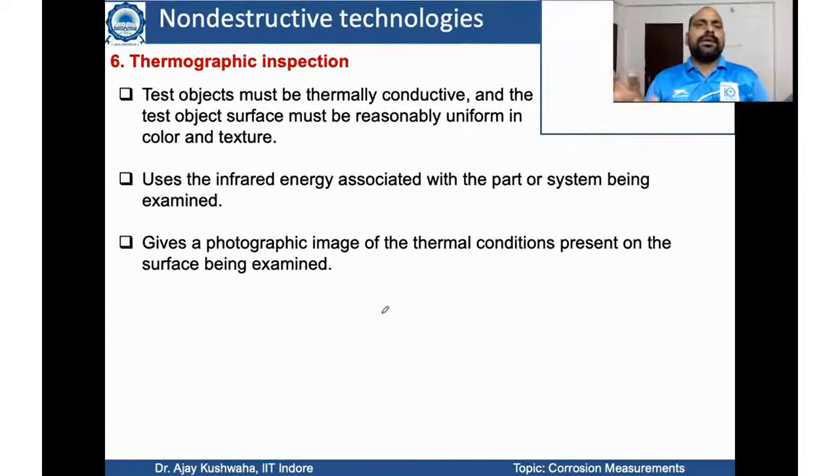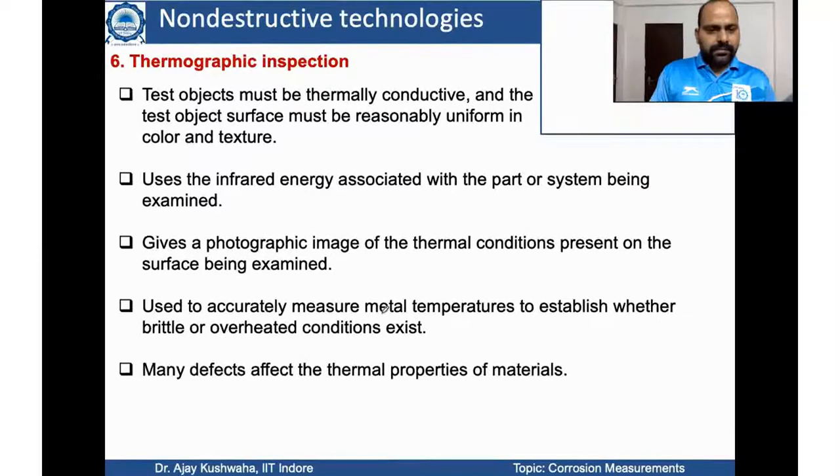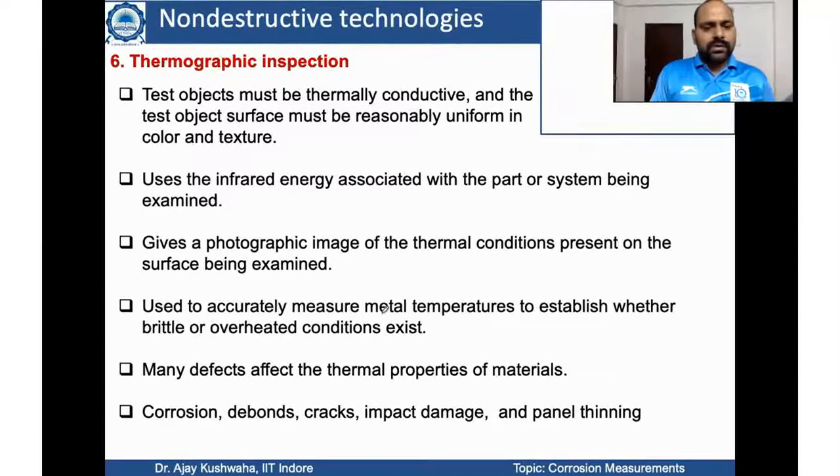So if there is any defect, crack or irregularity in the surface, then there will be a difference in the thermal condition. By looking at the photographic image, which is based on the thermal condition, we can get an idea about the surface. It is used to accurately measure the metal temperature to establish whether a brittle or overheated condition exists. Many defects affect the thermal property of the material. Therefore corrosion, debonds, cracks, impact damage and panel thinning can be understood.